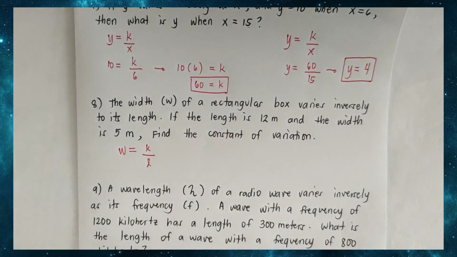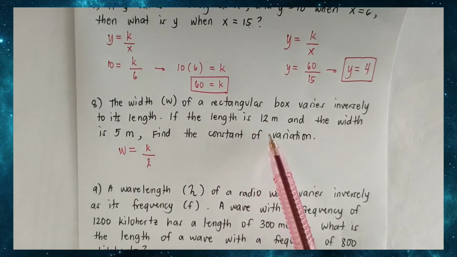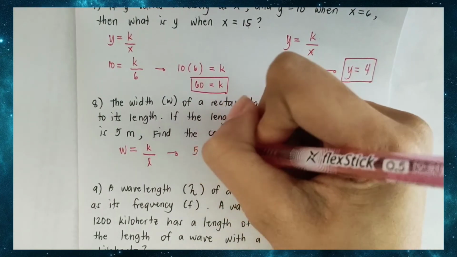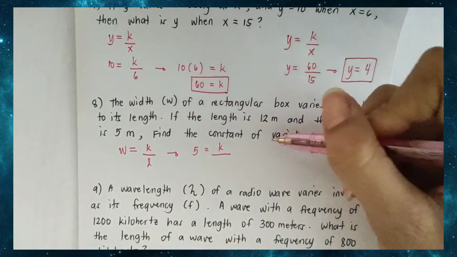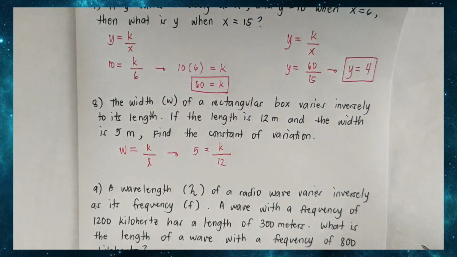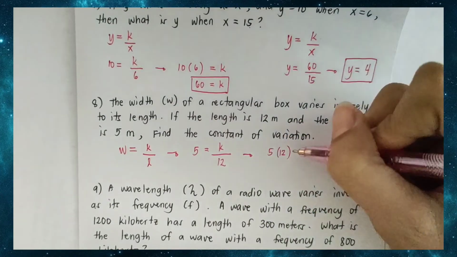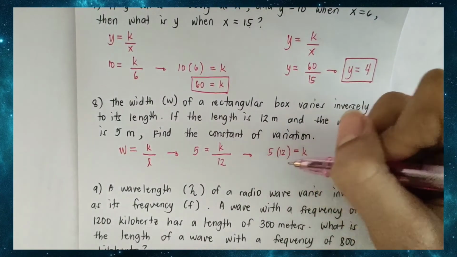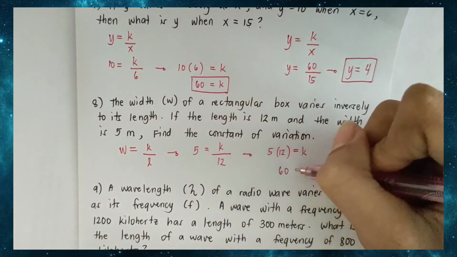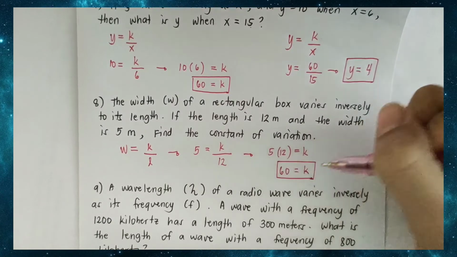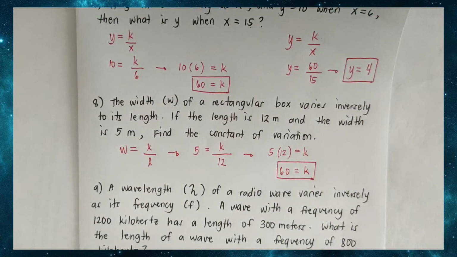Now substitute for the values of your width, which is 5 meters, and your length, which is 12 meters, here in our equation. 5 is equal to k over the length is 12. So cross multiply, we have 5 times 12 is equal to k. 5 times 12 is 60. This is now our answer. 60 is our constant of variation.